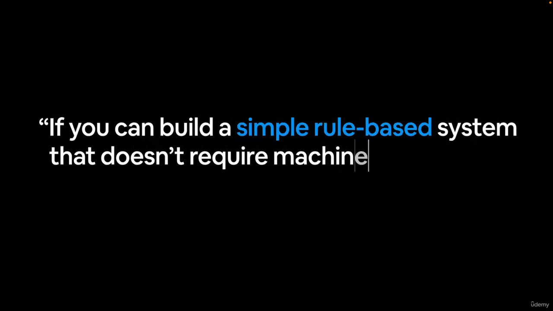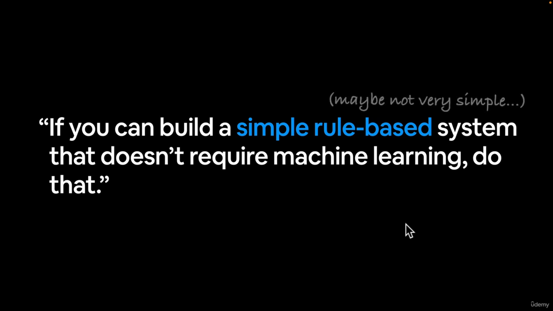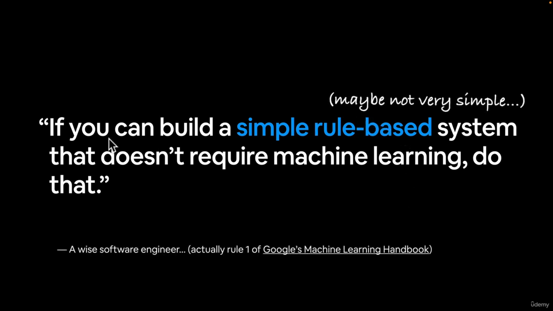Well, I'd like to also introduce you to Google's number one rule of machine learning. Now, if you can build a simple rule-based system, such as the five steps that we had to map the ingredients to our Sicilian grandmother's roast chicken dish, if you can write just five steps to do that, that's going to work every time, well, you should probably do that. So if you can build a simple rule-based system that doesn't require machine learning, do that. And of course, maybe it's not so very simple, but maybe you can just write some rules to solve the problem that you're working on.